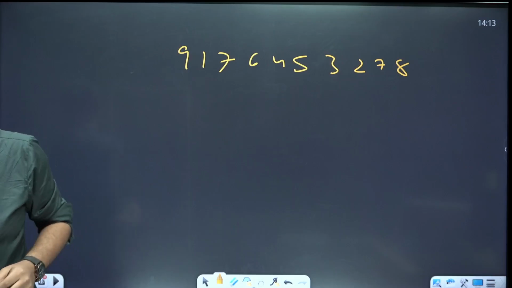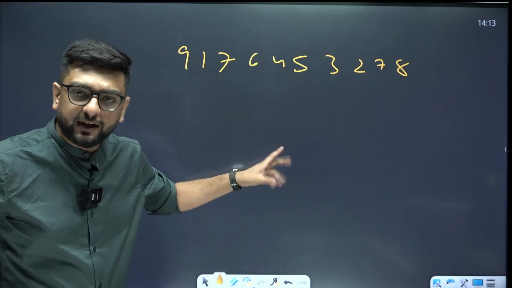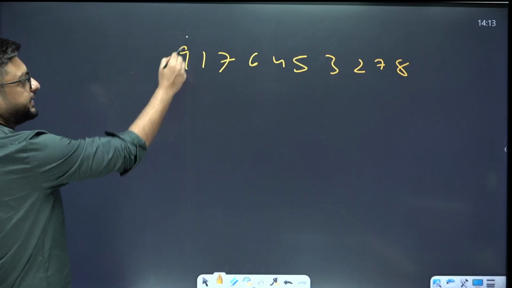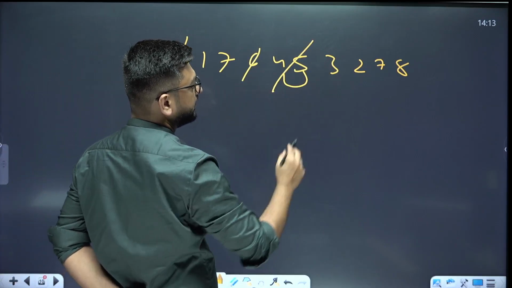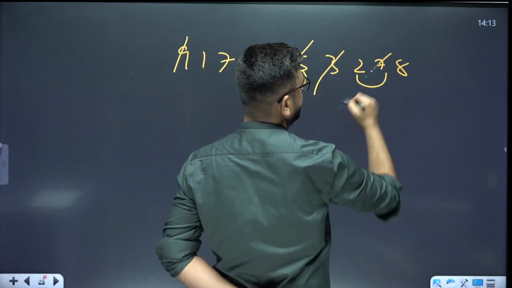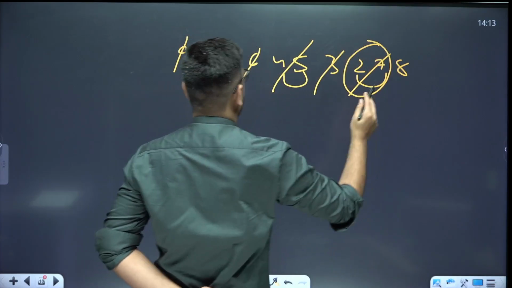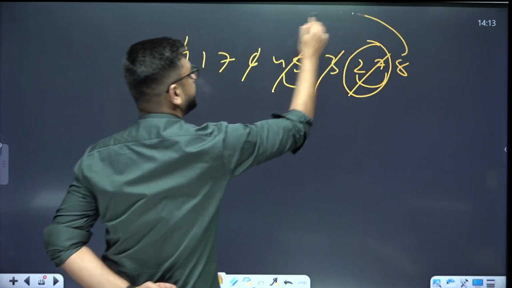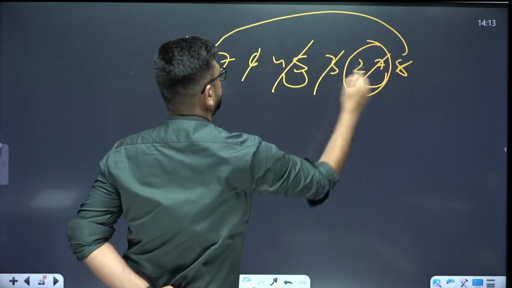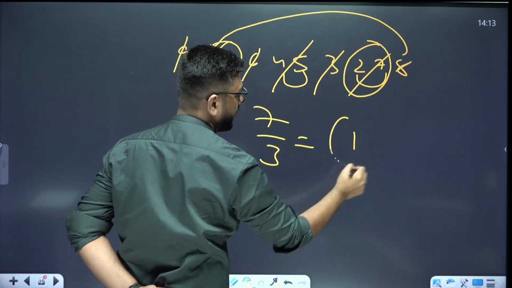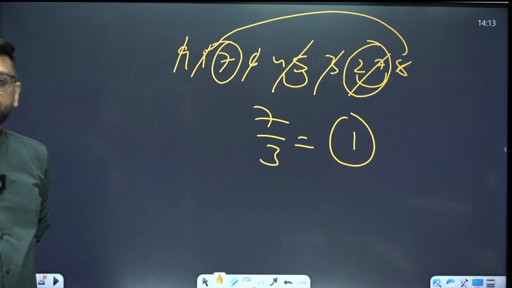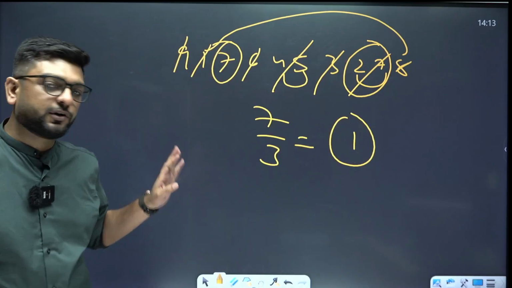Those who are not able to understand it, once again I am doing it. See, 9 directly cut, 6 directly cut. 4 plus 5, 9, directly cut them. 3 directly cut, 2 plus 7, 9, cut it. What are we left with? 8 plus 1, directly cut. We are left with 7. 7 divided by 3, what would be our remainder? 1. Clear? This is for your calculation.